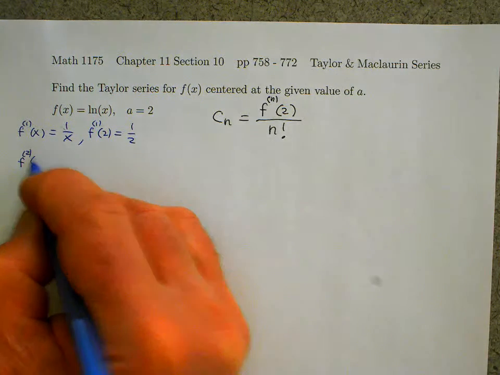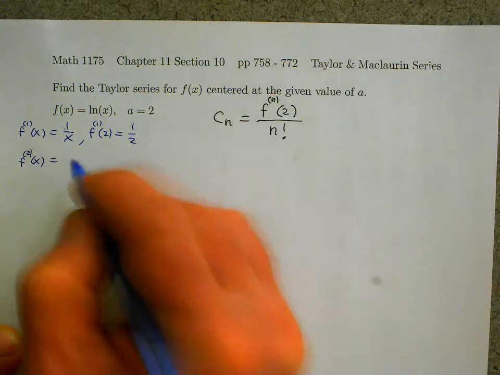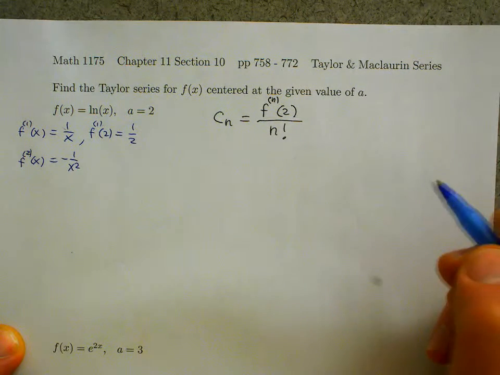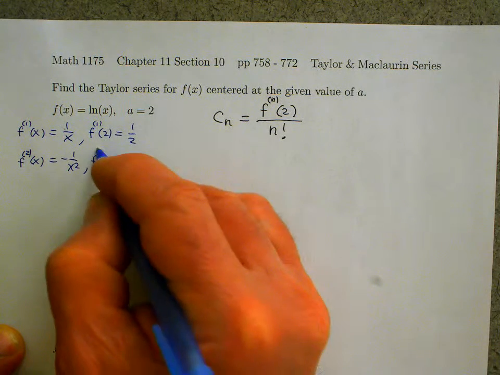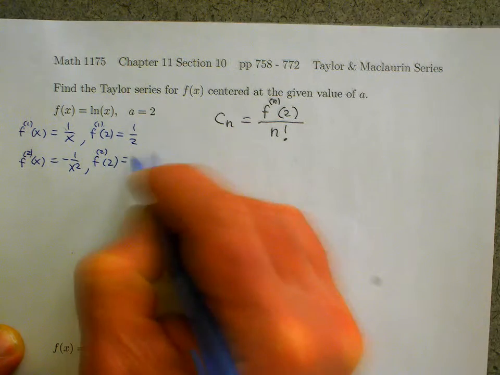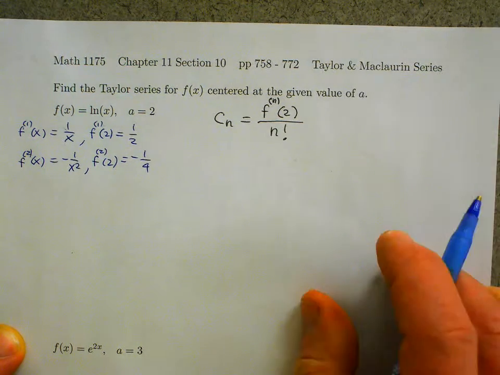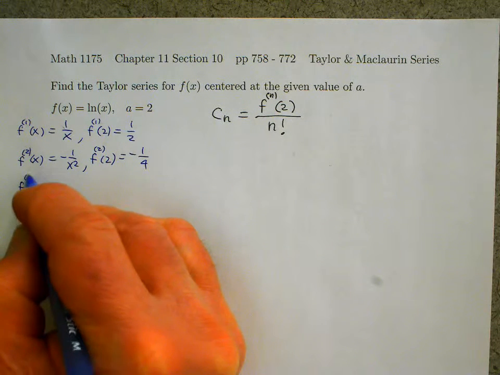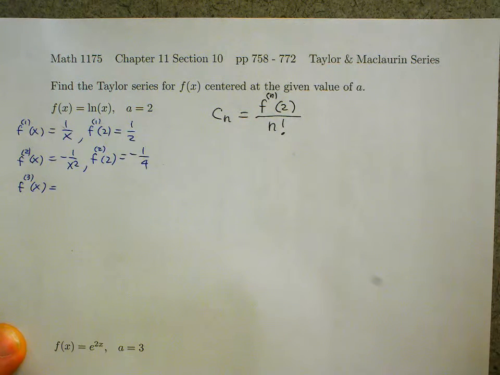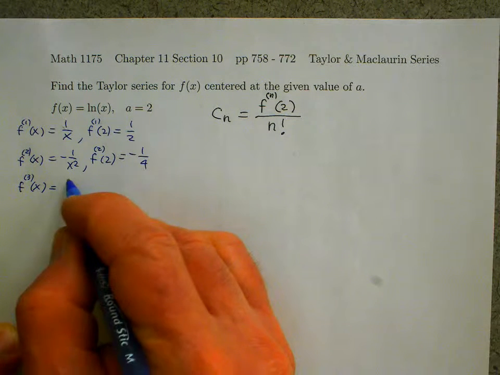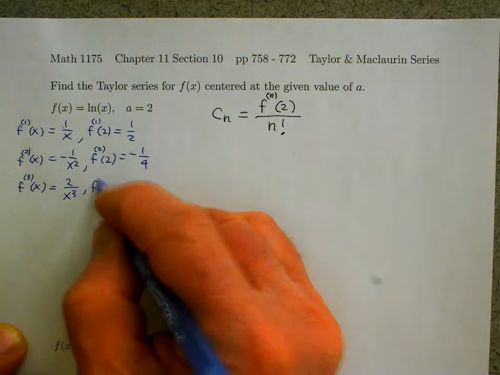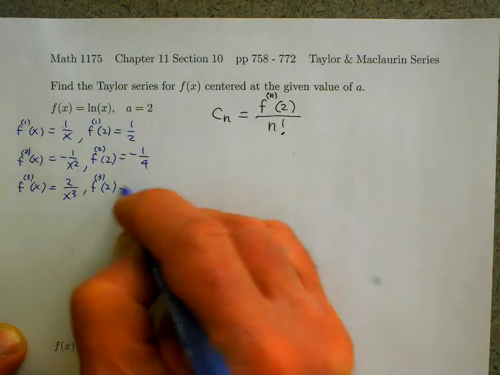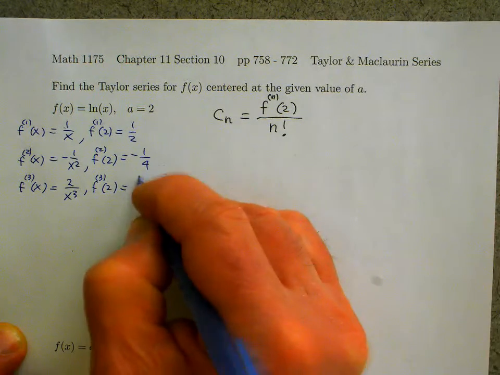The second derivative is negative 1 over x squared. And then the second derivative evaluated at 2 is negative 1/4. The third derivative, this one's positive 2 over x to the third. Evaluate the third derivative at 2, we get 2 over 8, which is just 1/4.